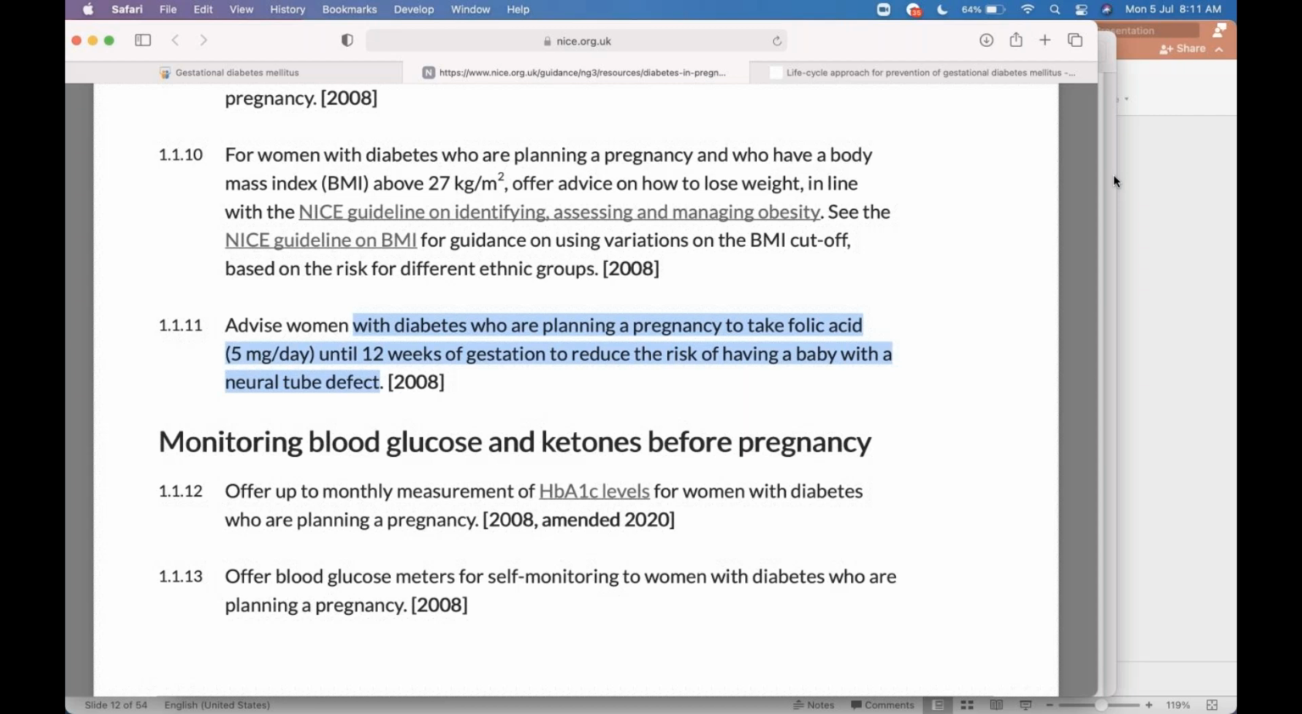She needs to be explained what the hypoglycemic symptoms are, and if she has long-standing diabetes, she might not be aware of the hypoglycemic symptoms. And if BMI is more than 27, she needs to lose weight. Folic acid, high dose folic acid. These are all simple things that you need to tell her.